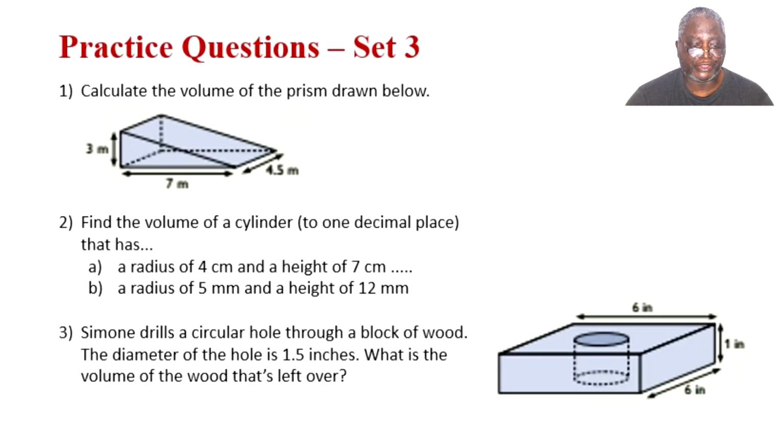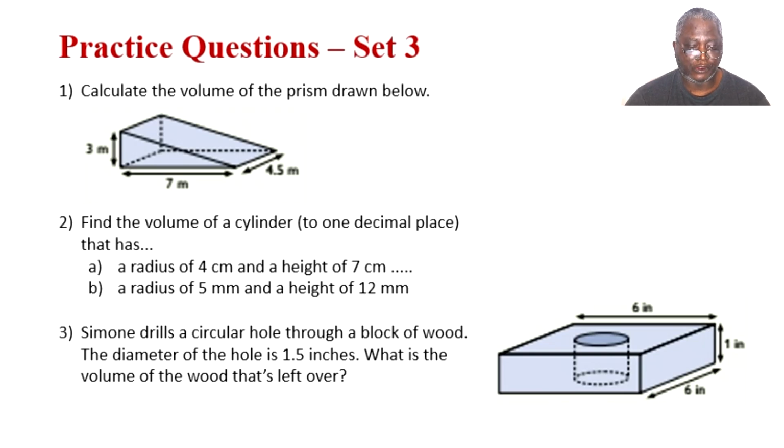Practice question set 3. Question 1. Calculate the volume of the prism drawn below. Note the base. Note that the sides are triangular. Note the height. The width of the prism will tell you the shape of the triangle. And then you can calculate.